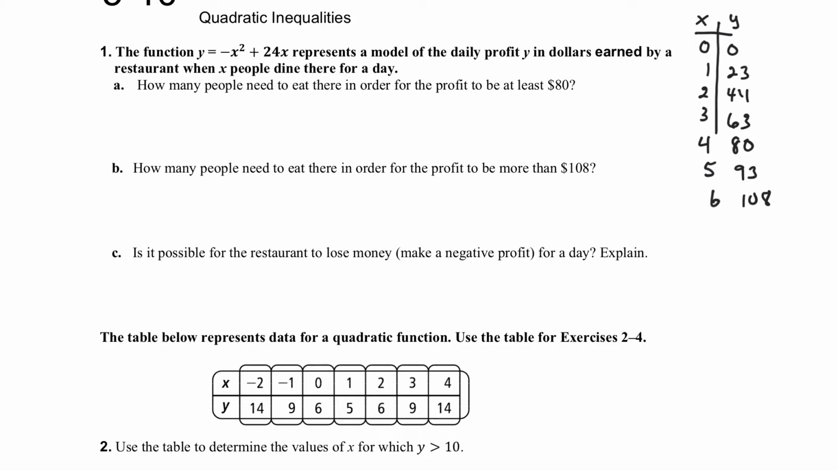So it says how many people need to eat there in order for the profit to be at least 80. So the wording is telling us that we want to have at least 80. And when it says at least 80, the wording means anything that is 80 or more. In this case, we know that we need at least four people or more. So I'm going to write this in words here.